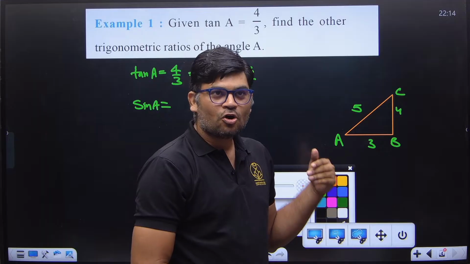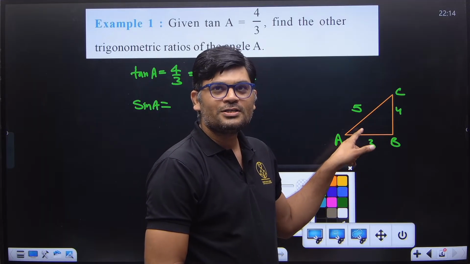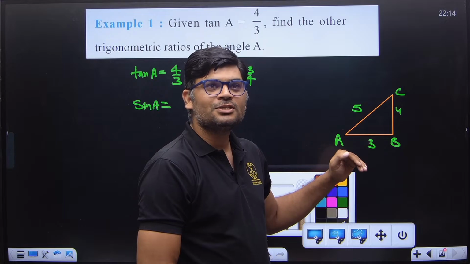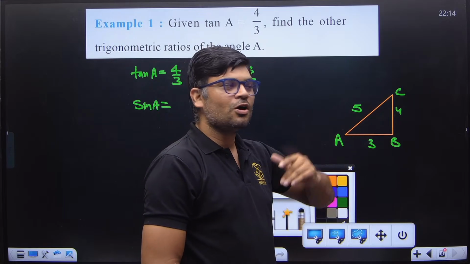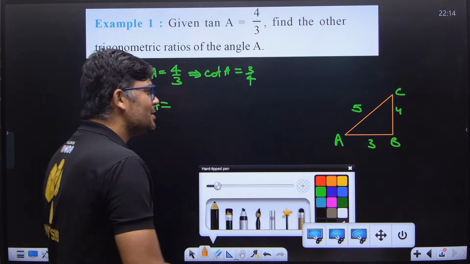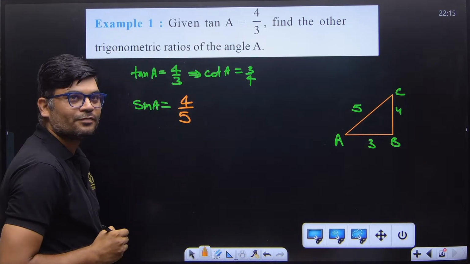And when you take the cos, it is your adjacent side. Okay, cos is along with the angle. Cos is the side along with the angle, and sine is always from the front. So the front side is 4. So it is 4 over 5.